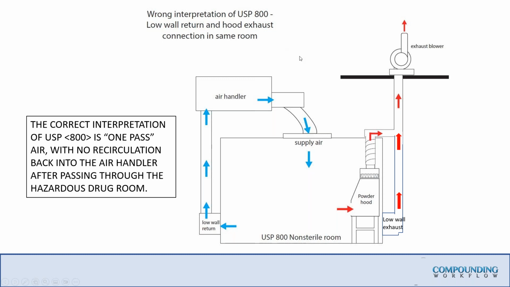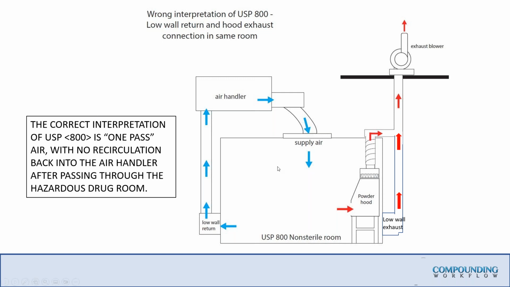So this would be like a table 2 non-sterile, where I've got my powder hood, single HEPA, connected externally, and I've got my low wall exhaust externally connected. And so this is what's generating the negative pressure. But look also what I'm doing. I'm letting my air handler supply air and another low wall return on the other side of the room recirculate. This is not one pass air. This is not the interpretation of USP 800.